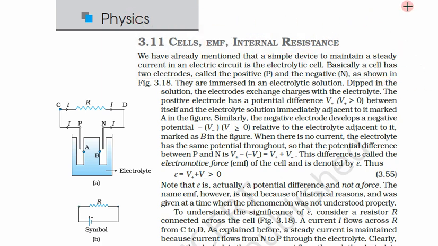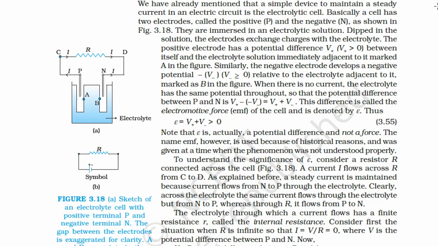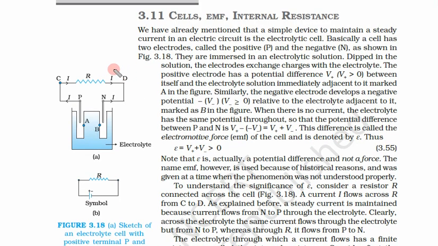So first of all, you know that we need some kind of source to maintain a constant current in a conductor or in a resistance. I always use the words resistance and conductor interchangeably because a conductor also has some resistance. Both have the same meaning. Now, to maintain a steady current in this resistance, we need some kind of source. Let us say this source is a battery.